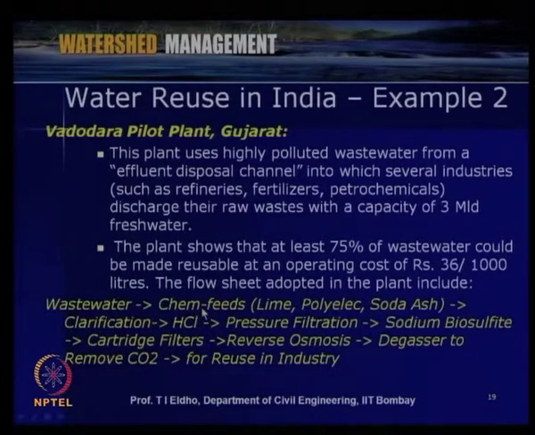wastewater, then it goes through chemical feeds like lime, polyacrylic or soda ash depending upon the water quality, then it is sent to clarifiers for clarification, and then HCl treatment is given, and then it is sent through pressure filtration, and then through sodium bisulfate treatment, and then further cartridge filters, and either ultrafiltration or nanofiltration or reverse osmosis is done, and then to remove the carbon dioxide, degasification is done, and then the purified water is reused in the industry.